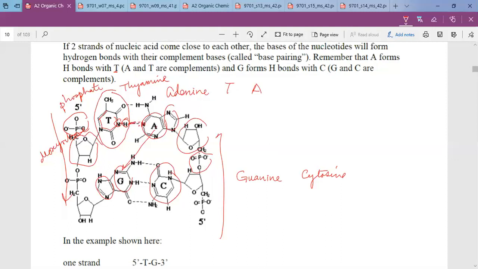Of course, here you get hydrogen bonds. The oxygen here has lone pairs, isn't it? The H on the N here can form hydrogen bonds too. So there are 2 hydrogen bonds here, holding A and T. Remember, 2 hydrogen bonds.